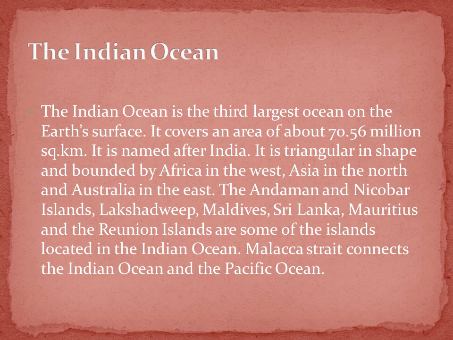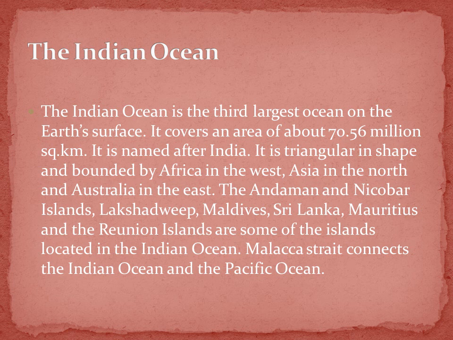The Indian Ocean. The Indian Ocean is the third largest ocean on the Earth's surface. It covers an area of about 70.56 million square kilometers. It is named after India. It is triangular in shape and bounded by Africa in the west, Asia in the north and Australia in the east.